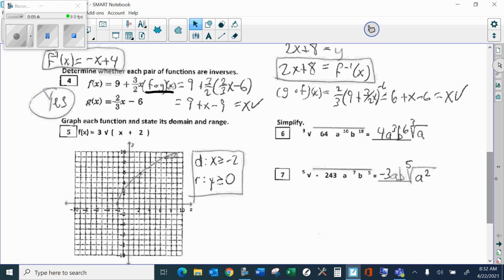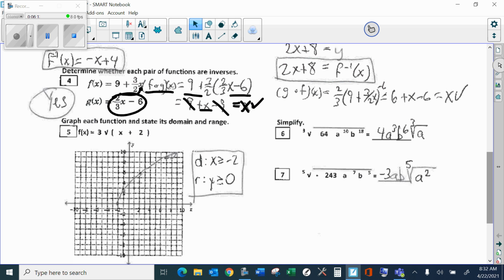So on this top line, I did f of g of x. I stick the g function and substitute in for that x right there, and that's what you see right here. Then I distribute the 3/2 through there. Well, that cancels that out to x. And then 3/2 times -6 is -9, and then 9 minus 9 is 0, so I'm left with just x. So that came out to be x.